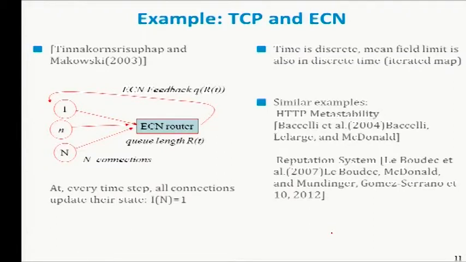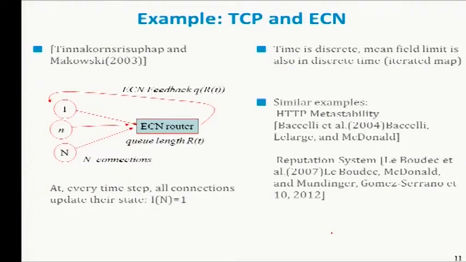I will continue the rest of the talk on this example, but I want to mention that this example is much too simple compared to what we can do with it. Here is the original example that motivated my research, where Armand Makovsky and Tina Korn were modeling TCP and ECN. Here, the time is discrete. An object is a TCP connection. The state of an object is the size of its window. And there is also a global state here, which we can view as a specific object that has one special property, which is the queue length at the router here.